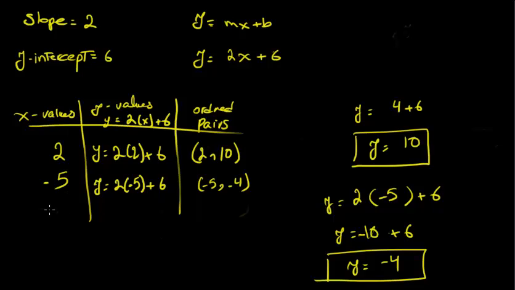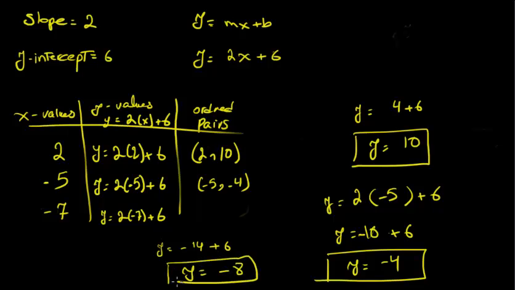Let's pick minus 7 as x. So when x is minus 7, we insert it into the equation, and we'll have 2 times minus 7 plus 6, which is minus 14 plus 6. Y equals minus 8. So if x is minus 7, then y is minus 8. So we have our 3 ordered pairs. We can draw our graph based on that.